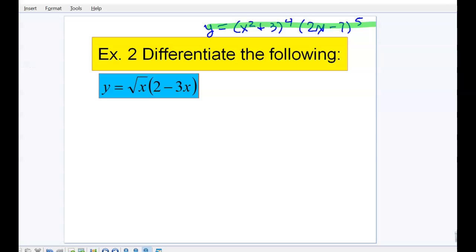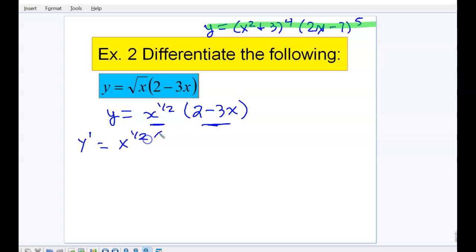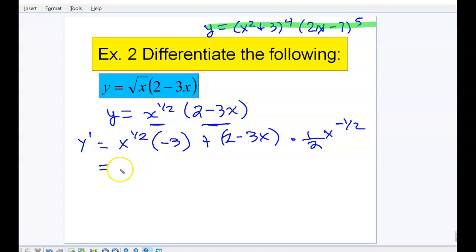So let's take a look at, first of all, rewriting root x as x to the 1/2 times 2 minus 3x. Again, this is my first function, this is my second, so y prime is going to be the first function times the derivative of the second plus the second function times the derivative of the first. Again, you're done calculus right there, and depending on how far they want you to simplify, some books, they don't make you simplify at all. Some books make you do quite a bit of simplifying. So let's simplify this a little bit.